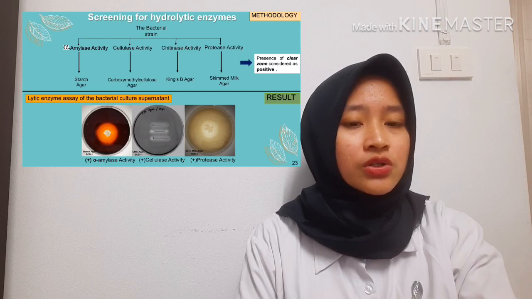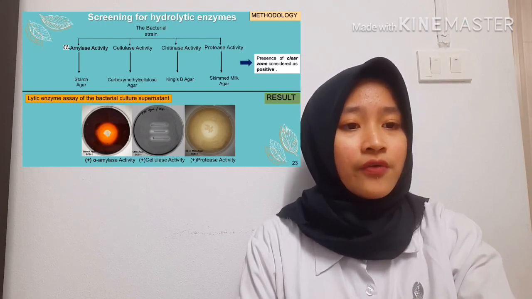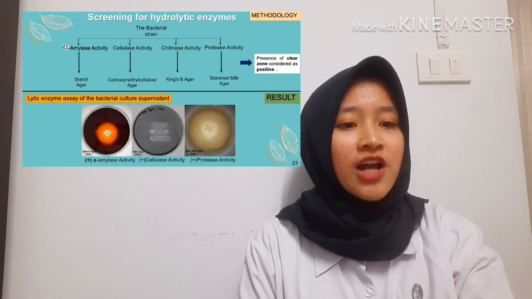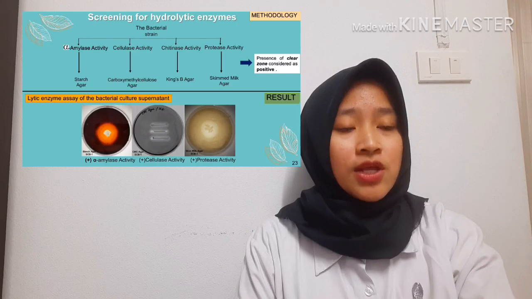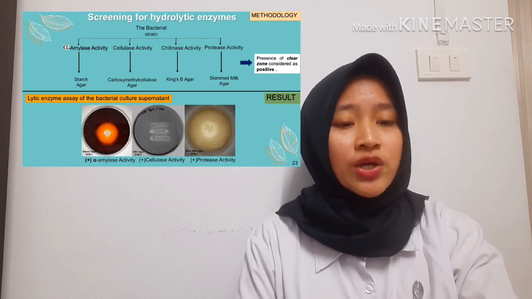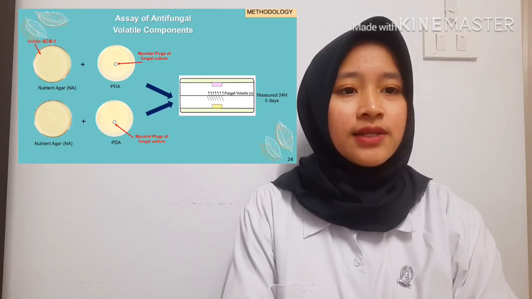Presence of a clear zone is considered positive, and the result is that there is a clear zone in only 3 tested plates. It is positive only for alpha amylase activity, cellulase activity, and protease activity, but there is no chitinase activity. And then they do the assay of antifungal volatile compounds.